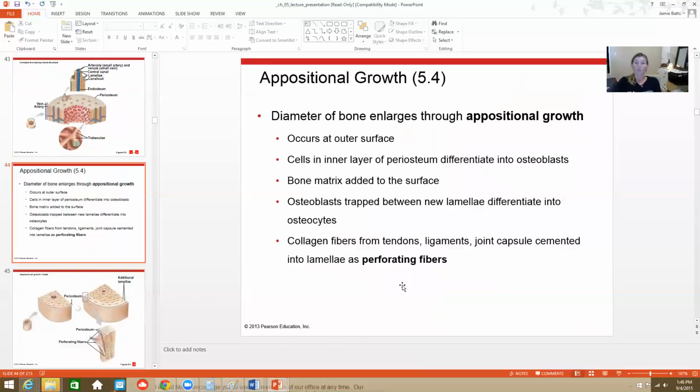So our bones grow in a couple different ways. One is called appositional growth. Appositional growth is where the bone is enlarging in diameter. It's just getting wider. It occurs at the surface. It's growing on the outer surface and just getting bigger and bigger and bigger. Bone matrix is added to that surface. The osteoblasts are differentiating into osteocytes and laying down new calcium and just continuing to grow and grow and grow.